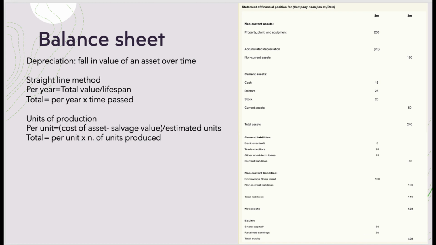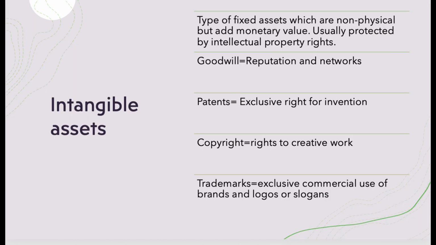Next up, we have intellectual property and intangible assets. So we talked about these slightly before, but they're the type of fixed assets which are non-physical, but they still add monetary value to the business itself. And they're protected by intellectual property rights. And these can be goodwill, which is the reputation and networks of an organization, and it involves the devotion of the employees. So it's essentially the networking that you build. You have patents, which is the right for an invention for a limited period of time. And this gives incentive because it prohibits rivals from copying these innovations.